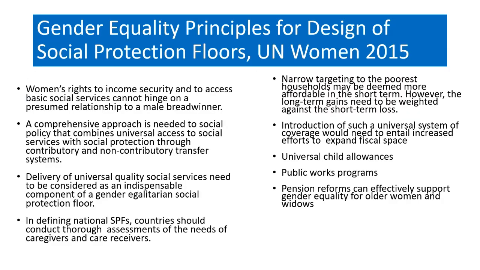And UN Women has created some gender equality principles for designing social protection floors. So here we need women's rights to income security and access to basic social services. A comprehensive approach is needed to social policy that combines universal access to services through contributory and non-contributory schemes, like we said. Delivery of universal quality social services needs to be considered as a component of a gender egalitarian social protection floor. While defining their strategies, countries should conduct a thorough assessment of the needs of caregivers and care receivers, focusing on the needs of women and youth.